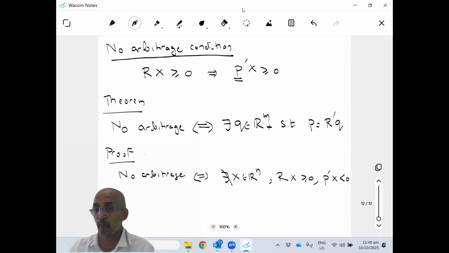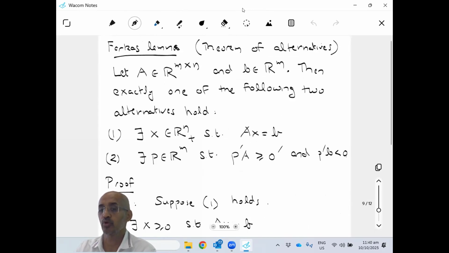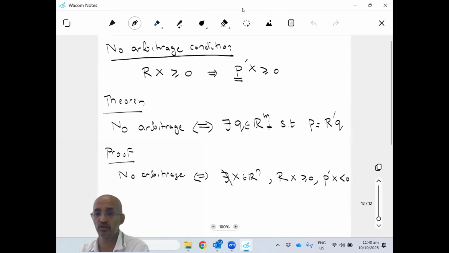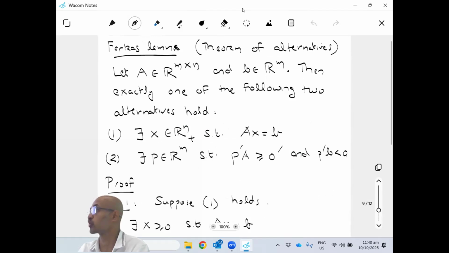But this is nothing but statement 2 of the lemma; it says that 2 does not hold. If you look at what this condition is, you cannot find me an x in Rn so that Rx is non-negative and P transpose x is negative. It's simply saying that this condition does not hold, which means the other condition has to hold. That's what our Farkas lemma says.